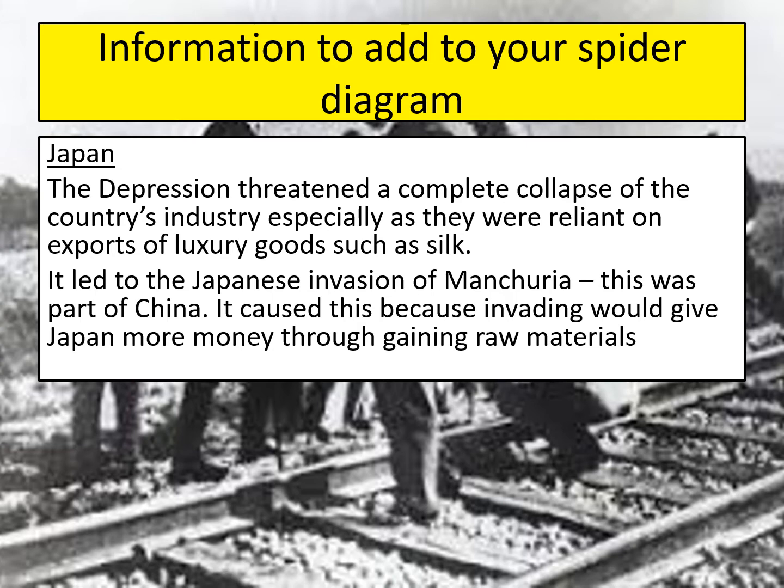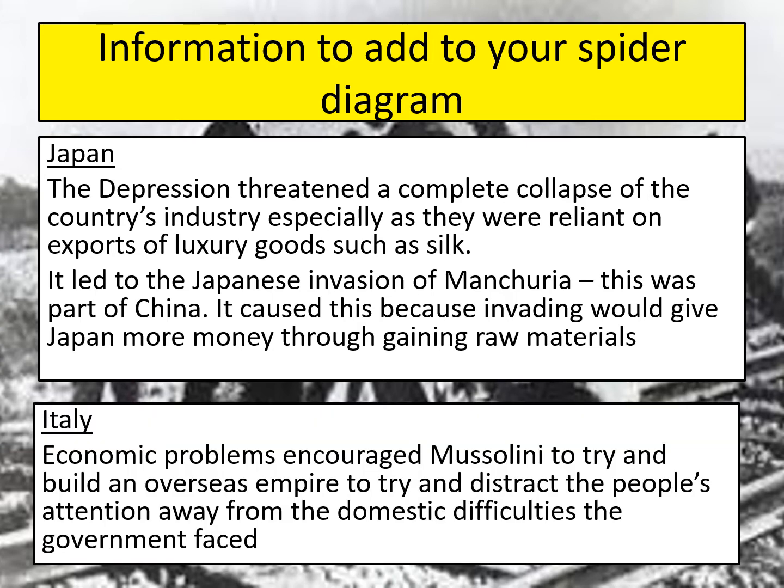Now we're going to look at Italy and how Italy was affected by the Great Depression. So in terms of Italy, it's quite similar. It causes them to act aggressively. And as we're going to see in a few lessons' time, they invade somewhere called Abyssinia.